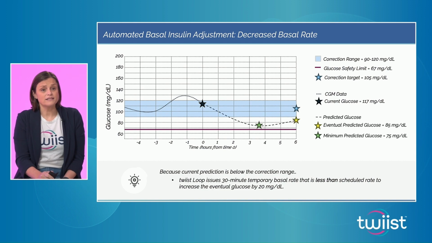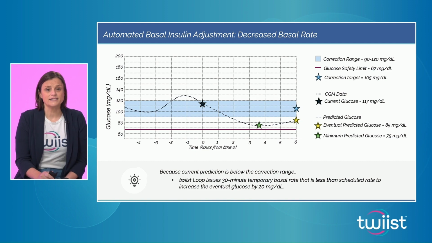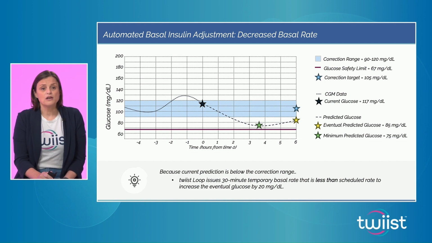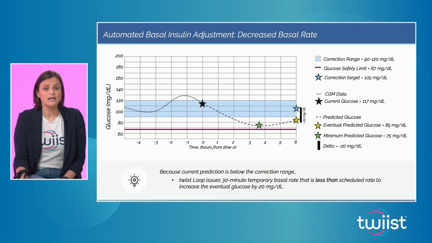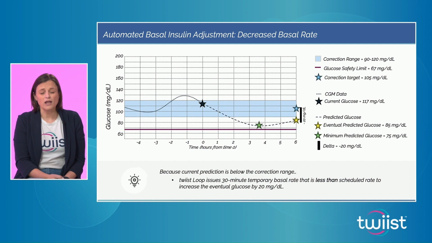If the forecast doesn't go below the glucose safety limit, but the forecast ends up below the correction range, the algorithm will make the decision to decrease the basal rate in order to help bring this eventual glucose up. Again, this is all happening automatically. If a person sees that their glucose is down a little bit, they can be reassured that they are going to have a decreased insulin delivery to prevent that lower glucose.